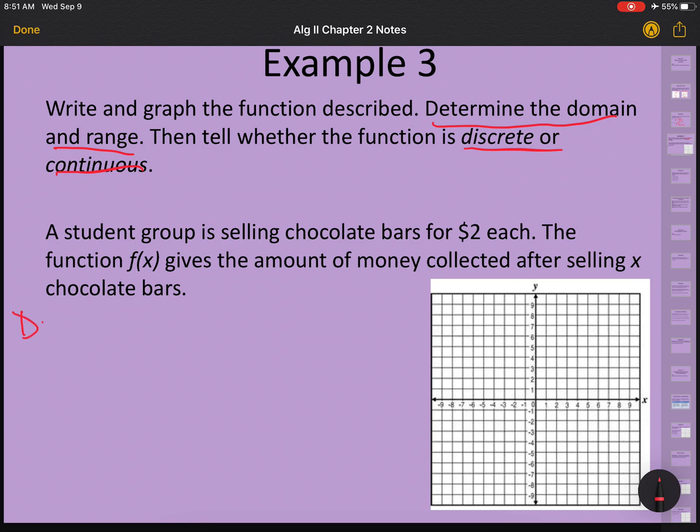So if I want to think of a domain, I've got to think of how many chocolate bars that is, because x values represent chocolate bars. So I can't have half of a chocolate bar or 1.5 chocolate bars. These are working in whole numbers, right? So I could sell 0 chocolate bars. I could sell 1. I could sell 2, 3, and as many as I want, right? So here's our domain.